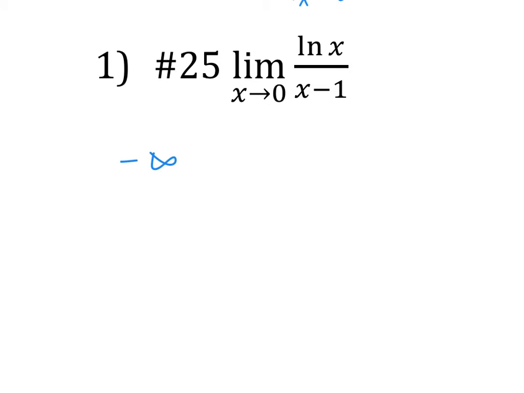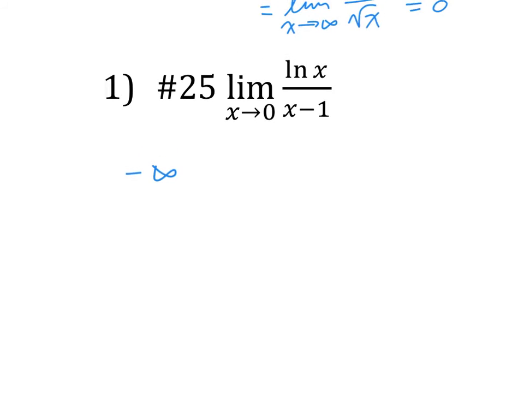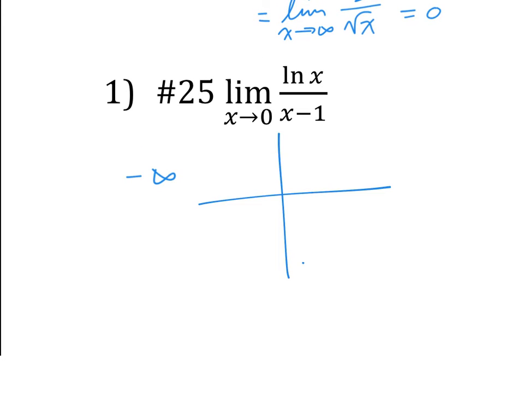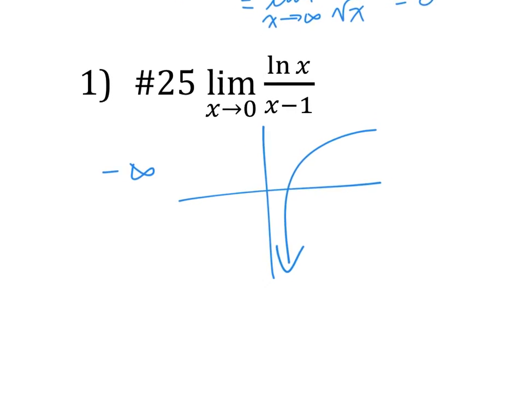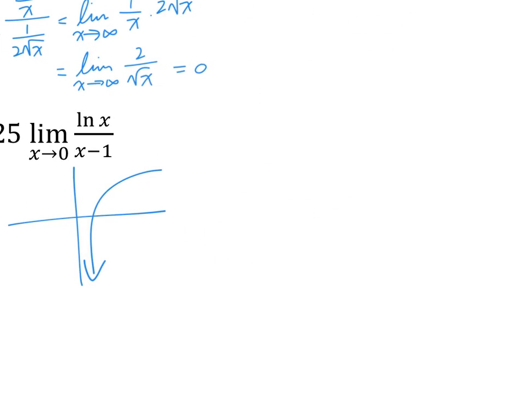So remember, it's going to 0. That means y is going down. It's negative infinity? Remember, your natural log graph looks like this. When it's going to 0, it's going down. So it's not undefined? Negative infinity and undefined mean the same. Okay, hold your questions. Next one.